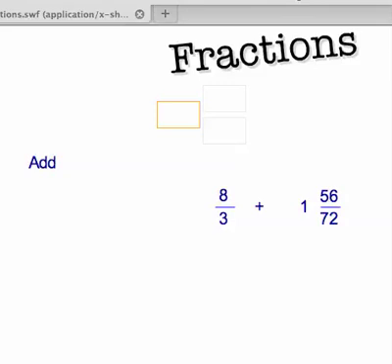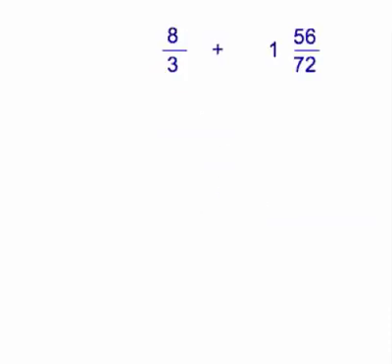Adding fractions. Here we have 8/3 being added to 1 and 56/72. All right, so the first thing we need to do is reduce. So let's go and get that done. So what goes into 8 that also goes into 3?